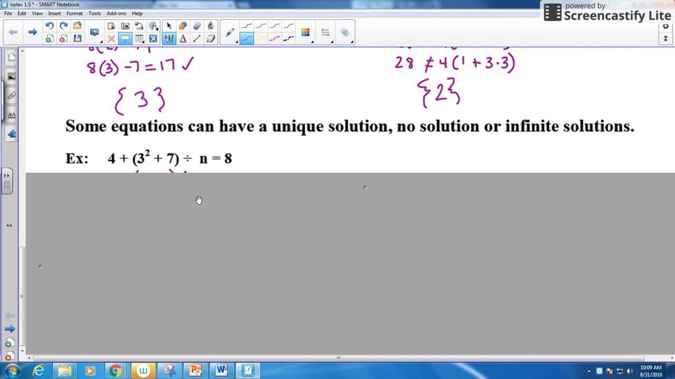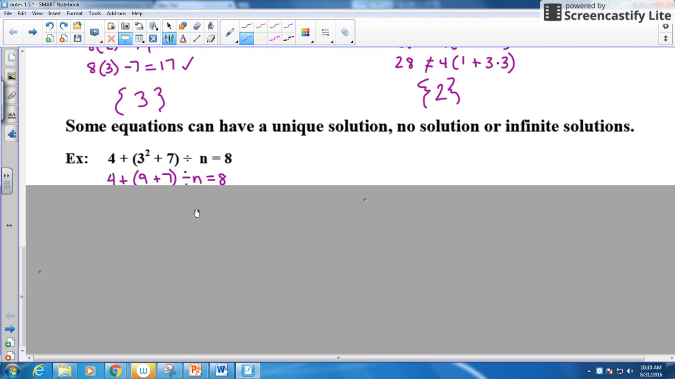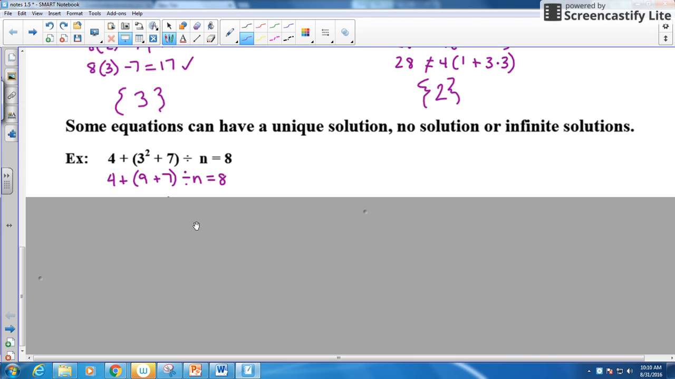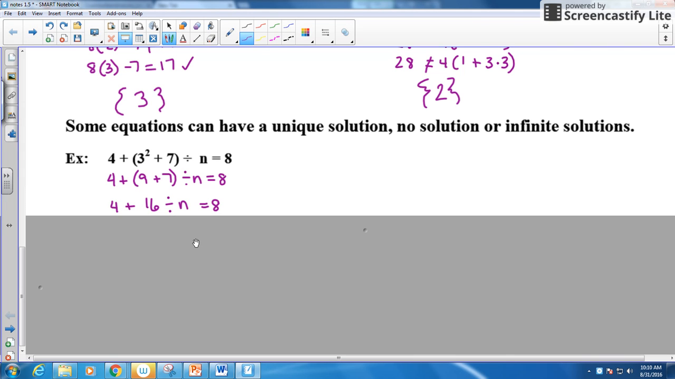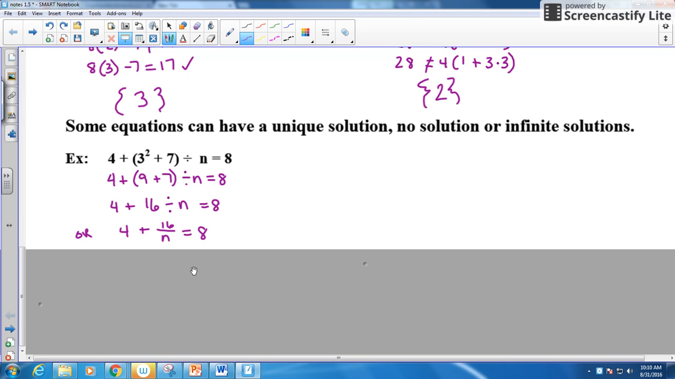In this first example, if we use our order of operations to simplify that left-hand side, we would get this, and I could simplify it again. I could also write that 16 divided by n as a fraction. I could say 4 plus 16 over n equals 8.